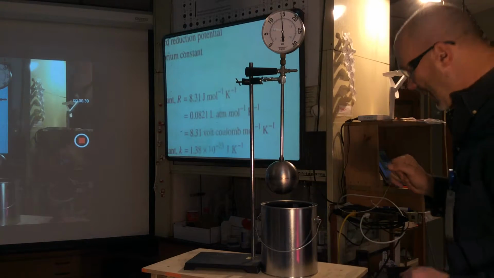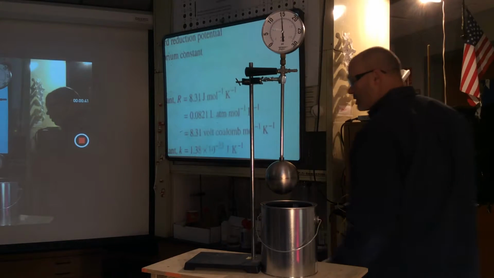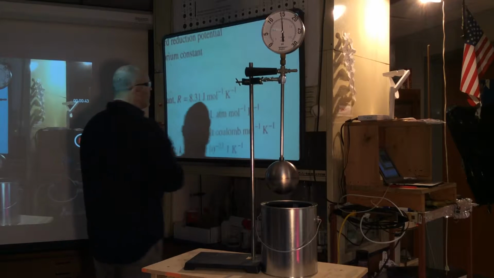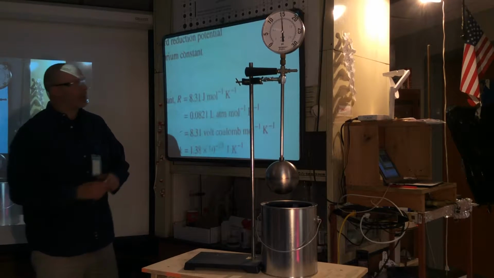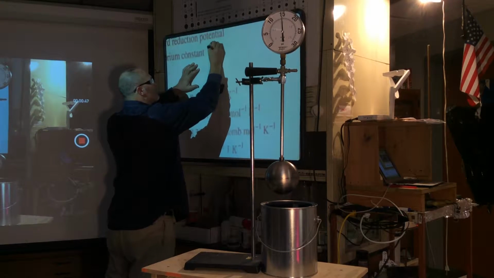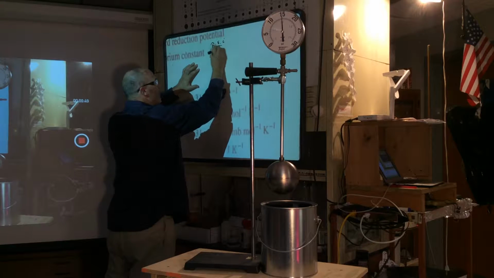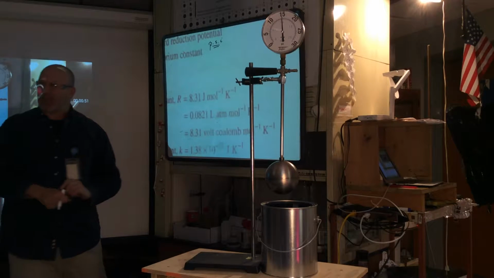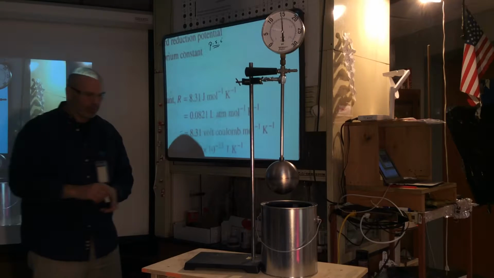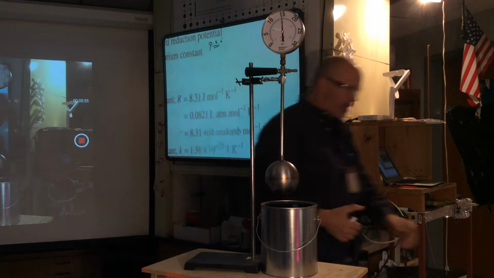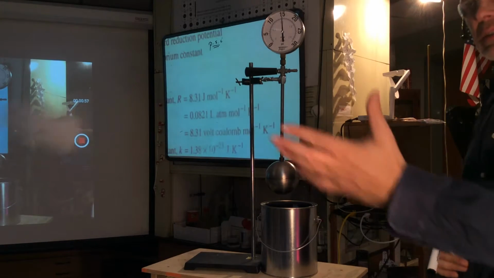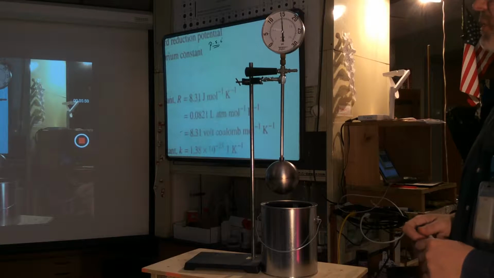Now this is not torr, Torricelli's, or millimeters of mercury. What you see here is PSI. PSI is pounds per square inch. It's another value. 14.7 pounds per square inch is equivalent to 760 torr, or atmospheric pressure, or standard pressure, as I say.